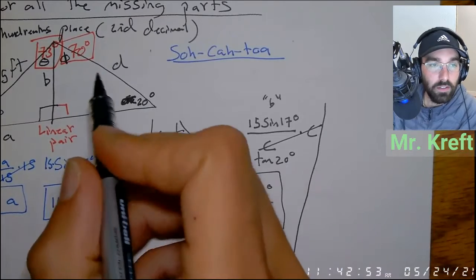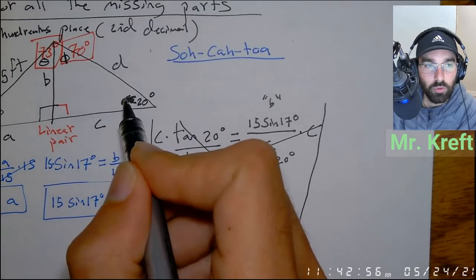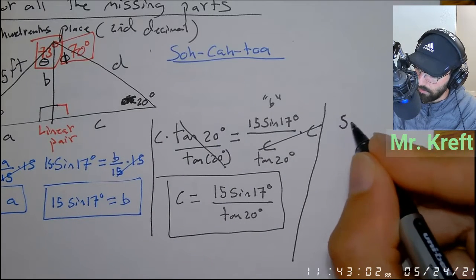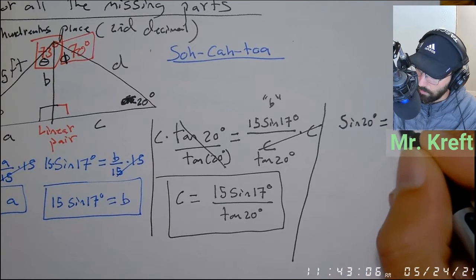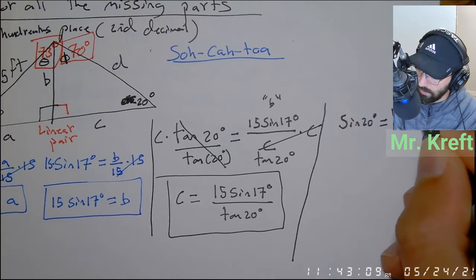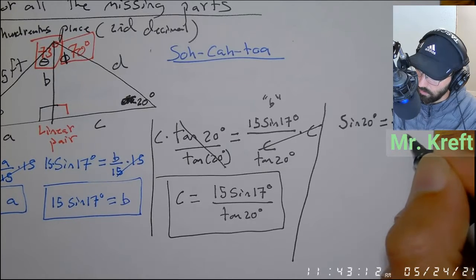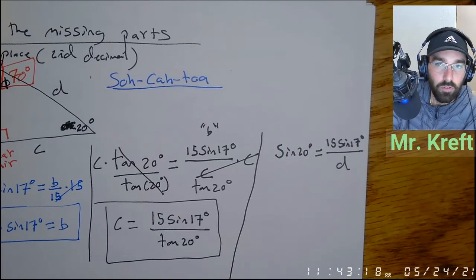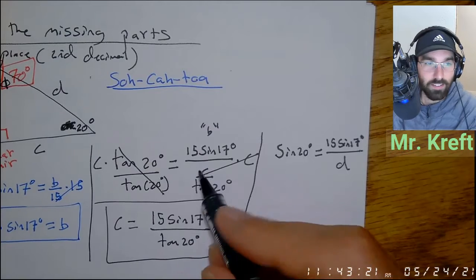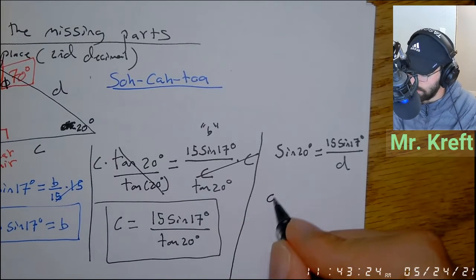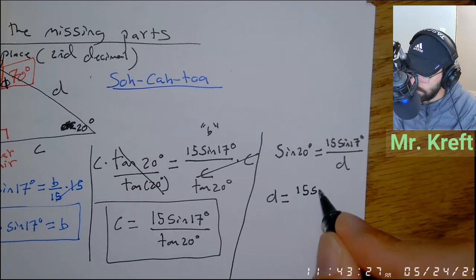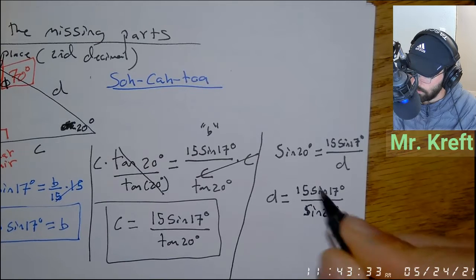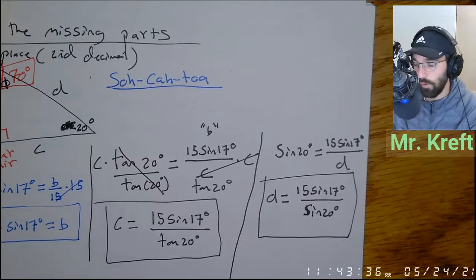So the last thing I have to find is D. I'm going to use B again. So 20, this would be opposite and hypotenuse. So that's sine. So I'm going to say sine of 20 degrees equals my opposite, which is 15 sine of 17 degrees over D. Sorry, I wasn't in the picture there, I got someone coming in. In this case, since I know it's the same setup, it's going to be D equals 15 sine of 17 degrees over sine of 20 degrees. It's going to be in that same format.